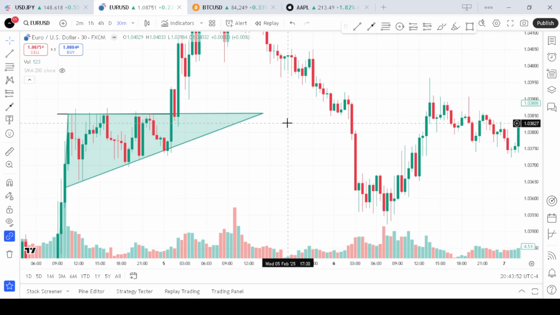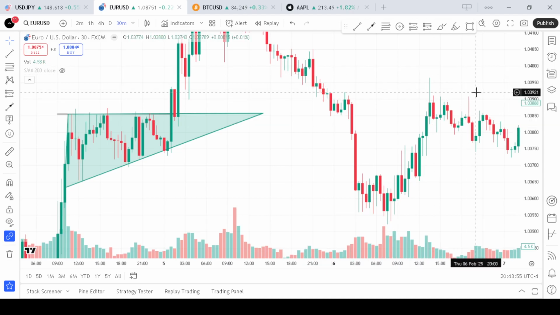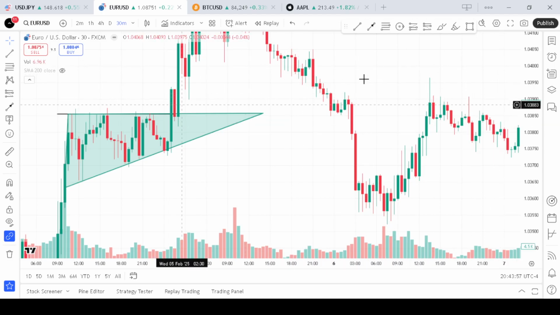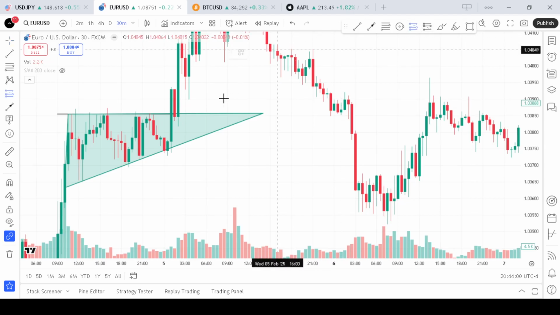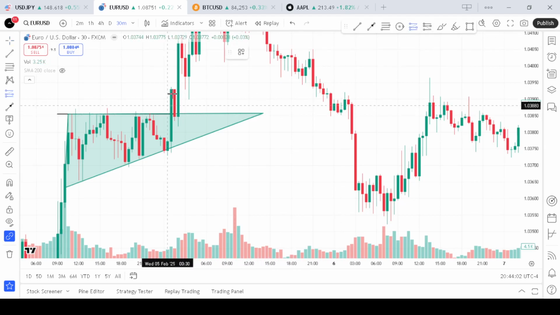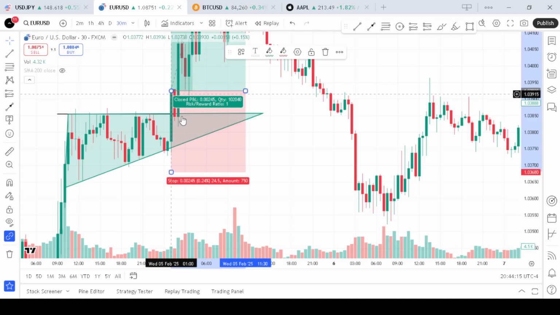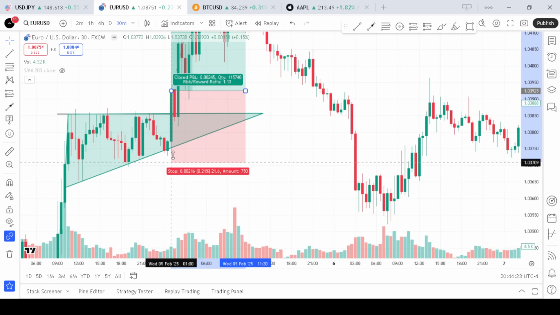So when the candle breaks out and closes above the resistance, this is when you enter. You can also enter on a retest, but most times price refuses to retest the triangle before moving to the upside. Sometimes price just breaks above the triangle and keeps going up. So you enter your position at the close of the candle. When you enter at the close of the candle, remember your stop loss placement is important. So you place your stop loss just below the last swing low. Remember, just below this last swing low within the triangle.